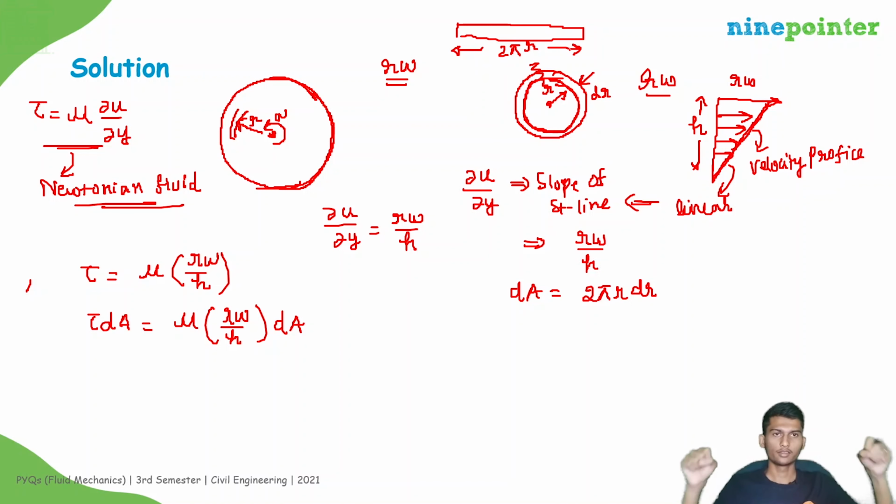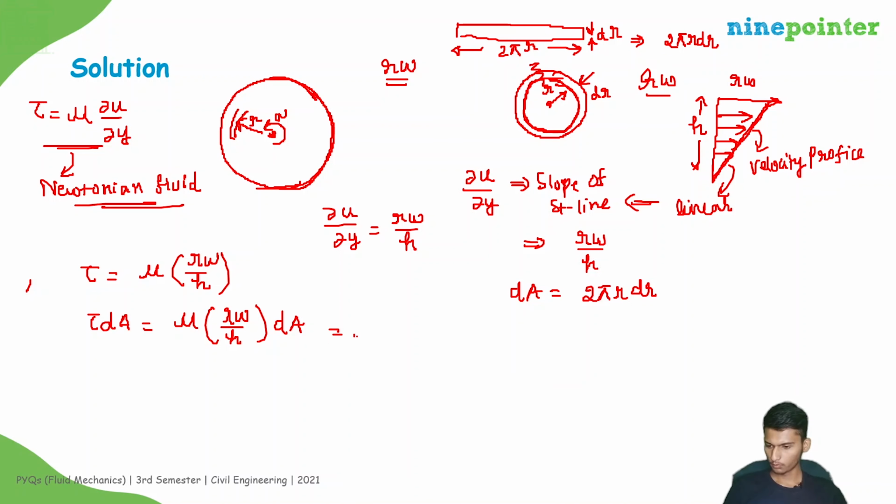Cut over there and bend it like a straight line, then it will have length 2 pi r and this thickness will be dr. So what will be the area? Area will be 2 pi r into dr. Now I think you understand how the area dA will be 2 pi r into dr for a ring element, differential ring element actually. So dA is equal to 2 pi r dr.